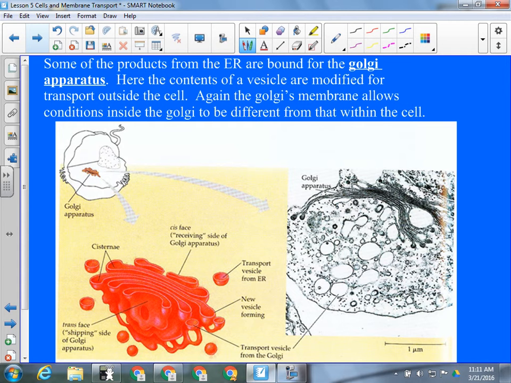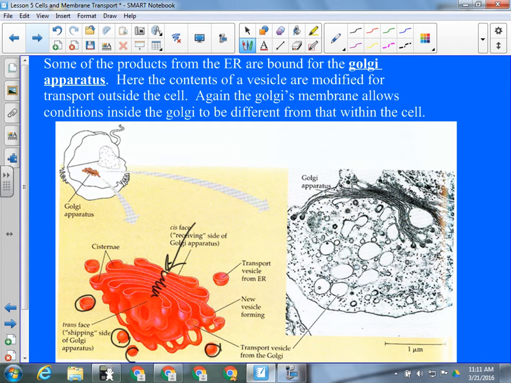The job of the Golgi apparatus is to get rid of wastes. Now we said there's a receiving side and a shipping side. So all the wastes come in on this side, they go through, they get processed, and they leave as a small bubble or vesicle that then goes to the membrane where it can be excreted from the cell.